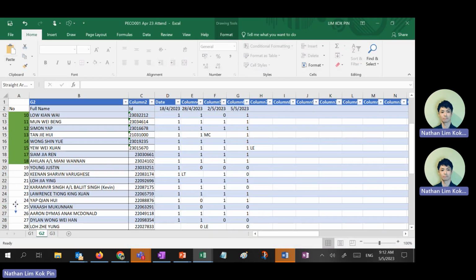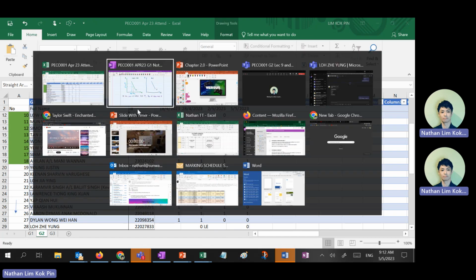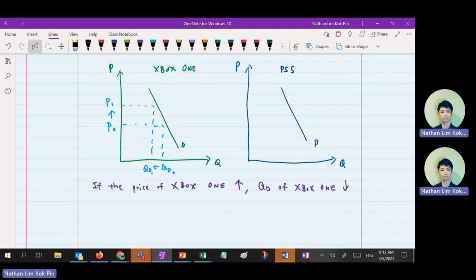Demand for PS5 will? So she used the demand or quantity method. Demand is correct this time. Why? Because now it's the price of the other good already. Demand shifts based on the price of Xbox One. Demand of PS5 shifts. Makes sense, right?